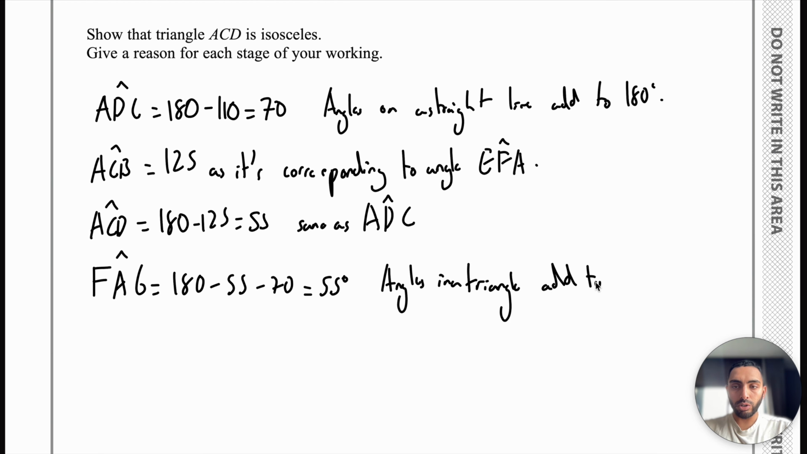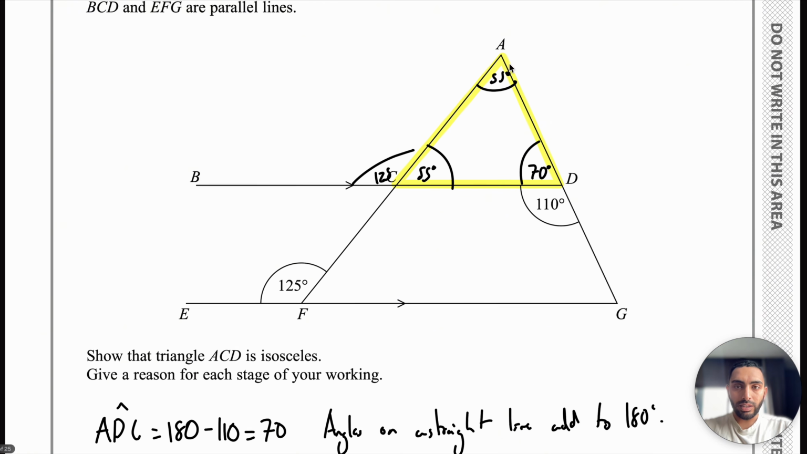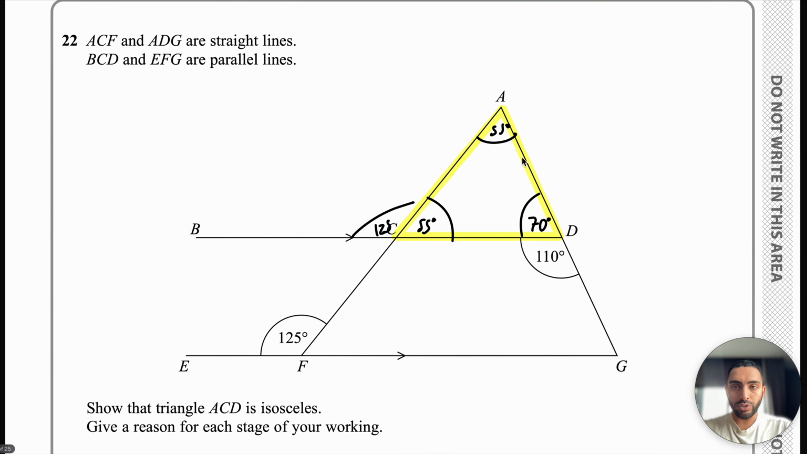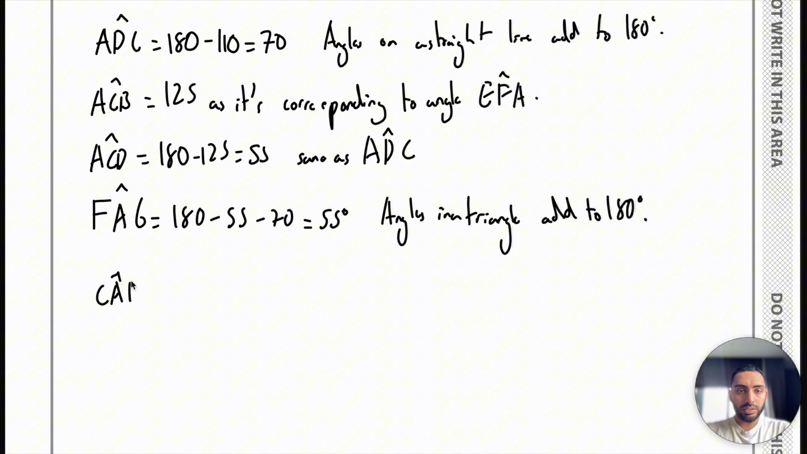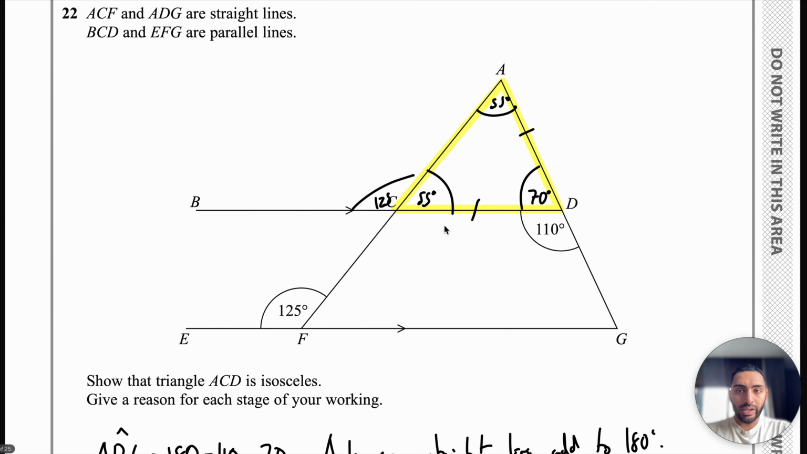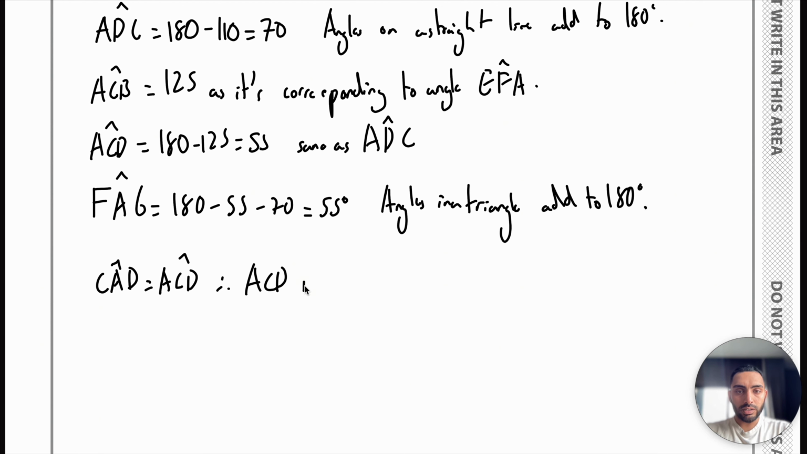add to 180. Last thing that I need to show is how is this an isosceles triangle. So because these two angles are the same, the base angles in an isosceles are going to be equal to each other. So this side will be equal to that side. To finish this off, I'm just going to write CAD equals ACD. So CAD equals ACD. Therefore, this triangle over here, ACD is an isosceles triangle as base angles are equal.